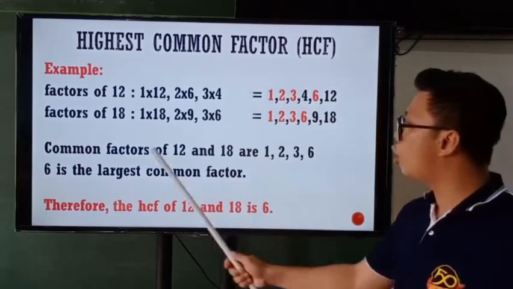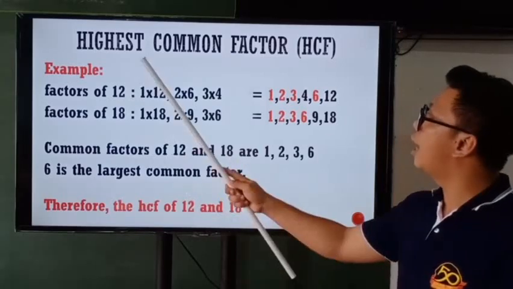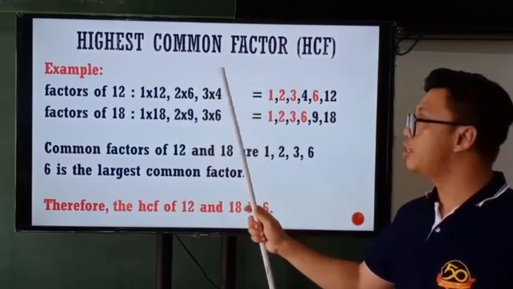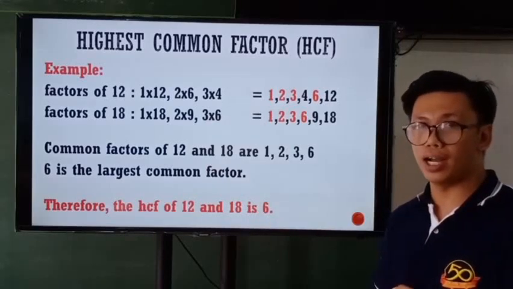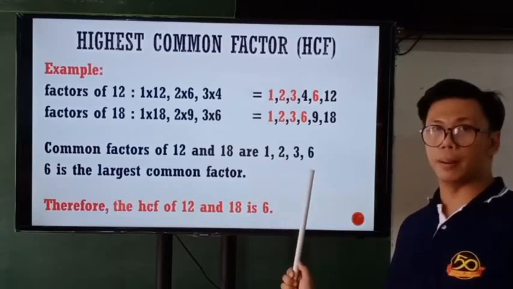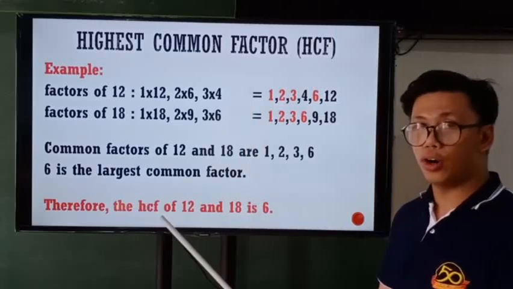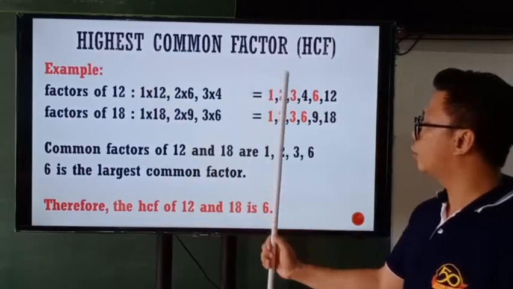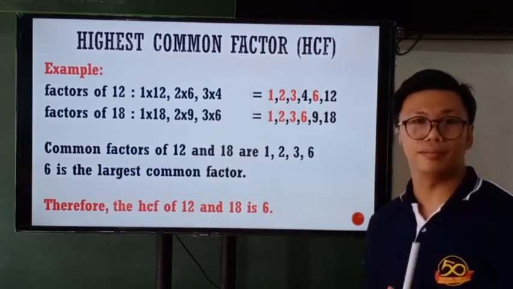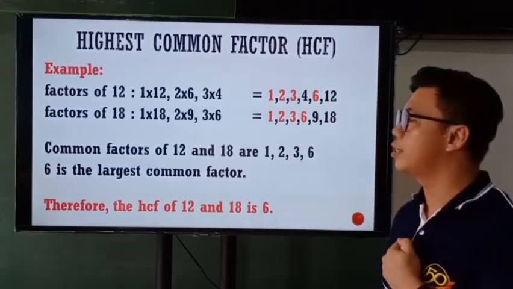Now after getting the common factors of 12 and 18, you can go to the highest common factor. Again, what is the highest common factor? Very good, it is the largest common factor. Look at the numbers. What is the largest number here? Very good, 6. Therefore, our HCF, or highest common factor, of 12 and 18 is 6. Understand? Very good.